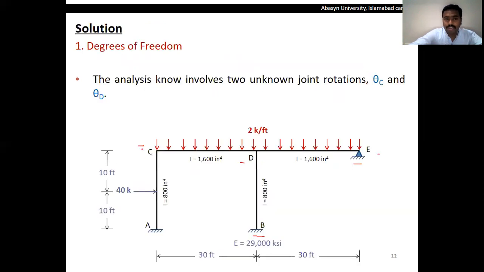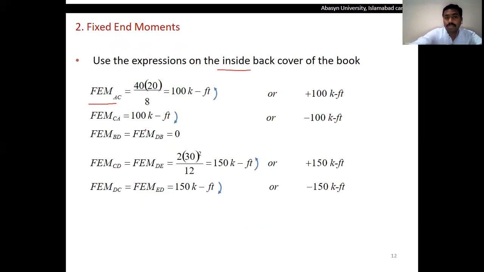For the frame part A to C, we see that there is only a point load acting at the center of the beam. For such a beam, the formula for fixed end moment is PL by 8. P is the point load, L is the length of the frame, which is 20 feet, and 8 is part of the formula, and it comes out to be 100 kip-feet. As it is in the anti-clockwise direction, it will be positive. Similarly, the fixed end moment at the other end of the member, that is for CA, will come out to be minus 100.